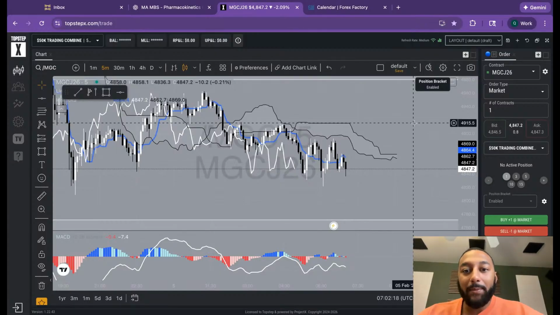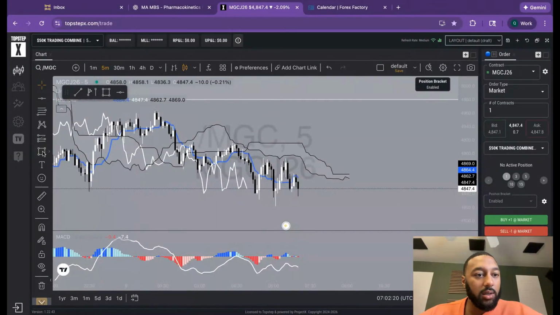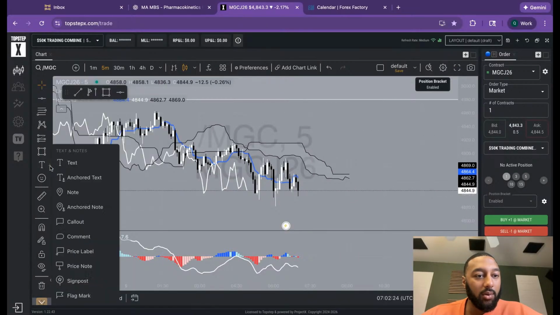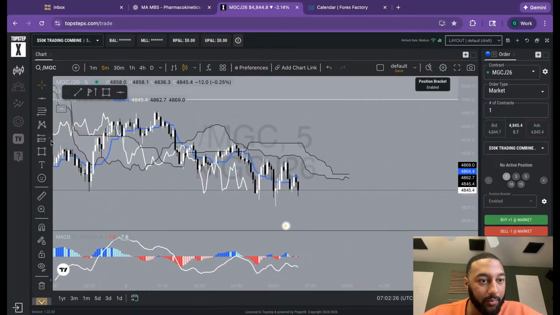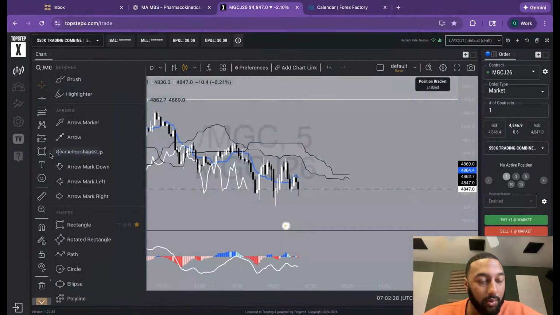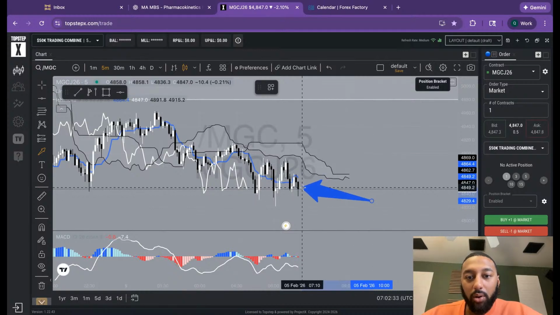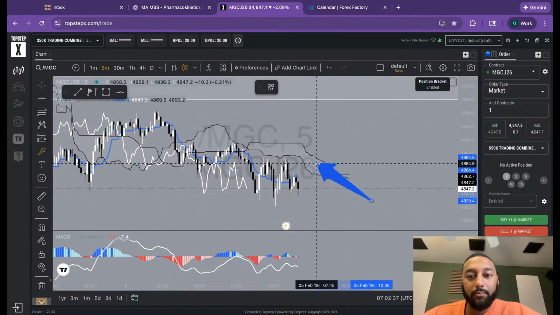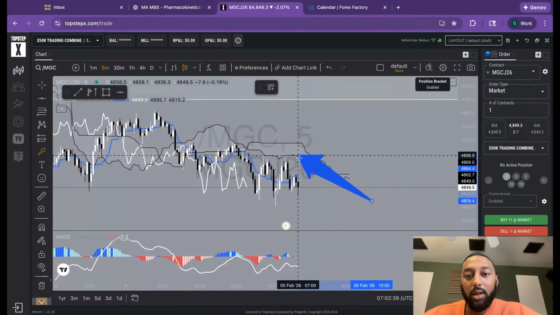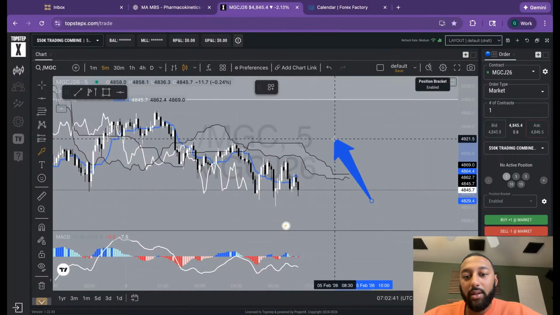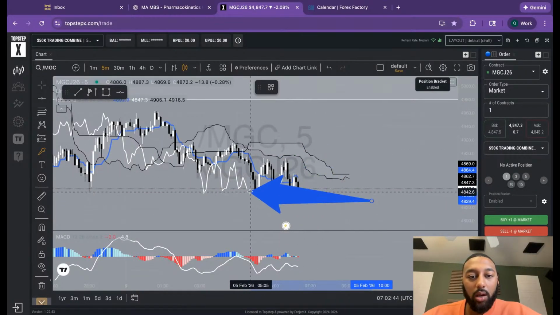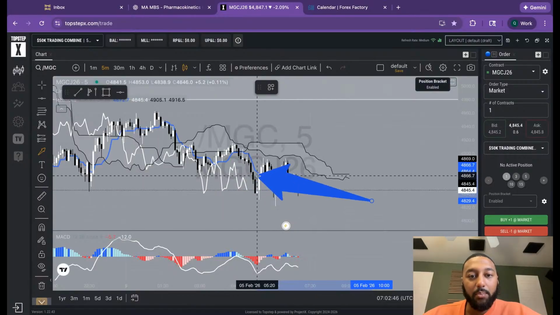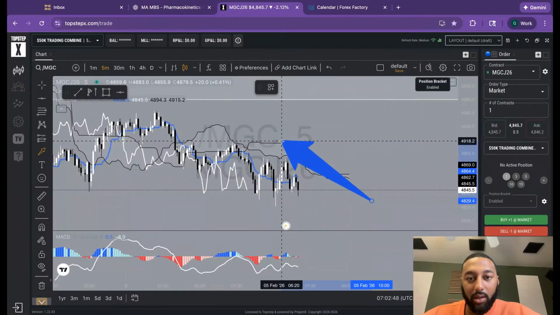So to take a buy, I want to see price move above the cloud. This is our Ichimoku cloud. I want to have price move above this cloud. I want to see this white lagging line move above the cloud as well.